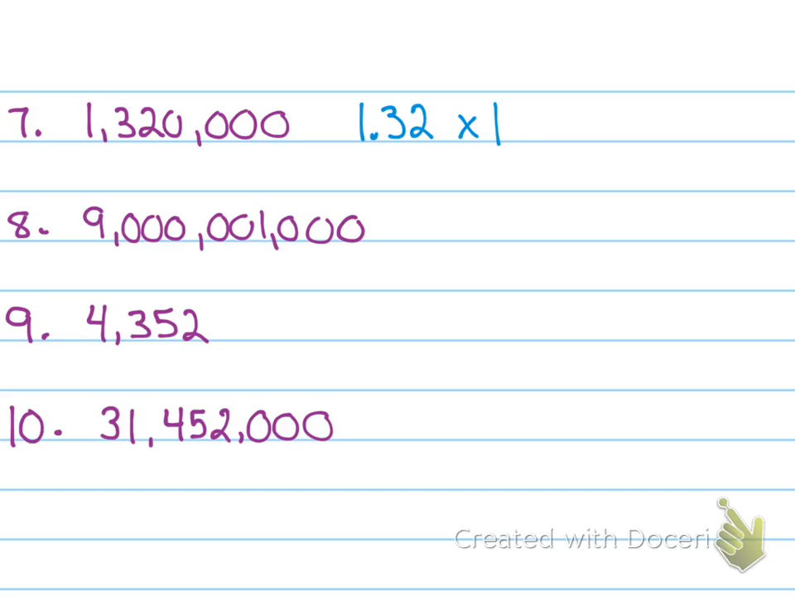Times 10, I always multiply it by a power of 10. I had a lot of people yesterday just writing the exponent after the 1.32. Don't do that. Times 10 to the, do I just make up the number? No. How do I know? Do I count the zeros? No. I count the decimal places. How many decimal places? 6. Times 10 to the 6.